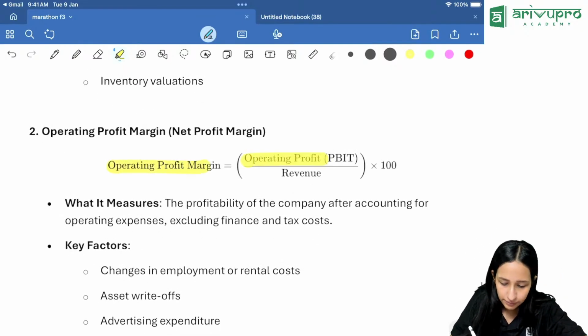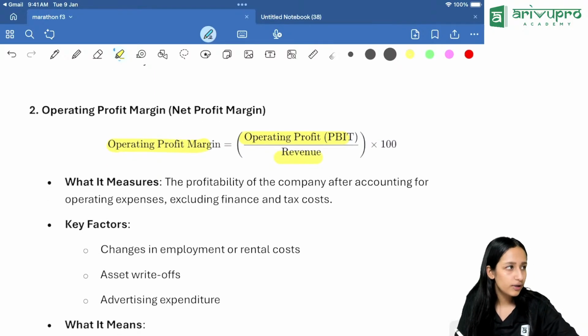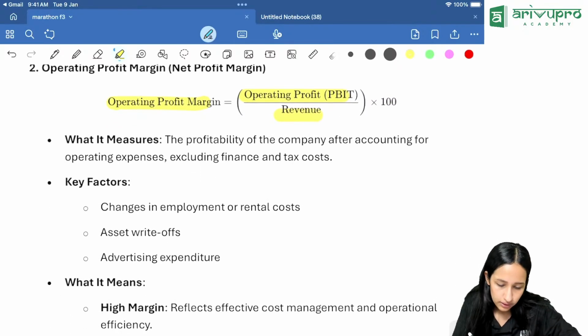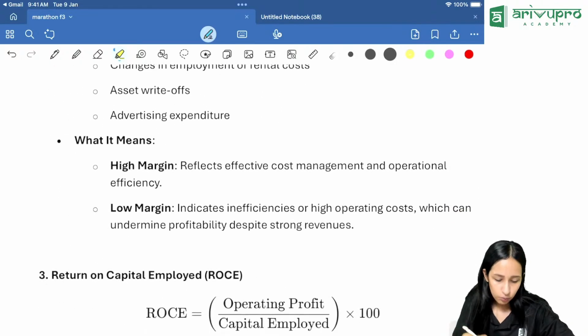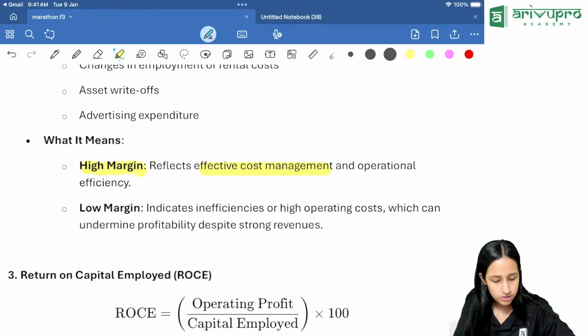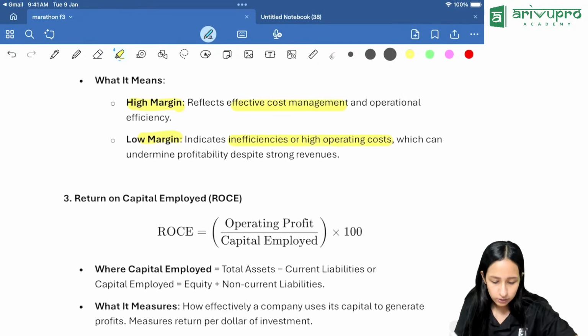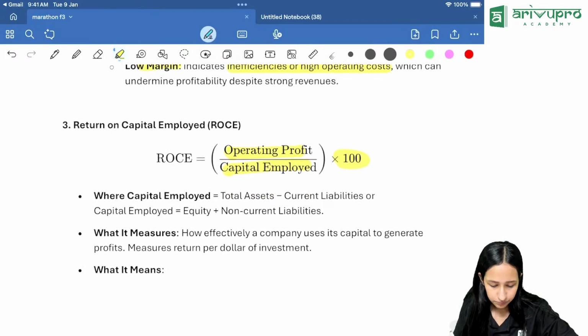For operating profit margin, operating profit divided by revenue into 100, what does it show? How profitable the company is after deducting all the operating expenses. What is a high margin? Shows cost management. Low margin shows high operating cost. That's ROC. This is a formula.